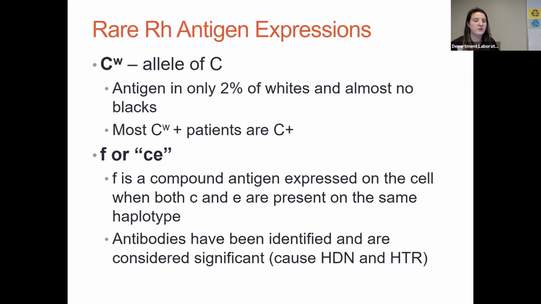All right, so there are some rare antigen expressions. Cw is included with your big C and little c. Only about 2% of the white population and almost no blacks have this. Like I mentioned, if you look at the panel, pretty much everybody is going to be Cw negative. So to have the antibody is very rare.